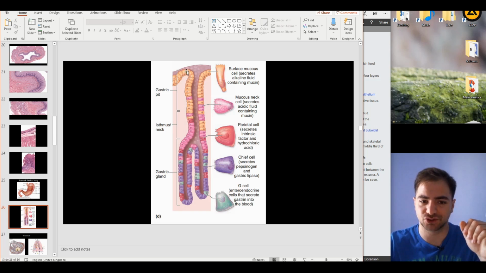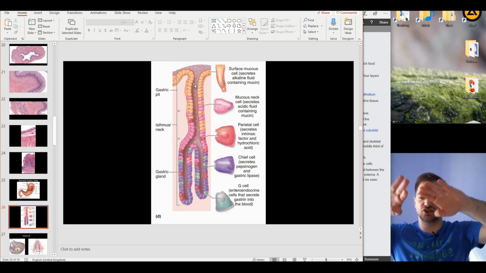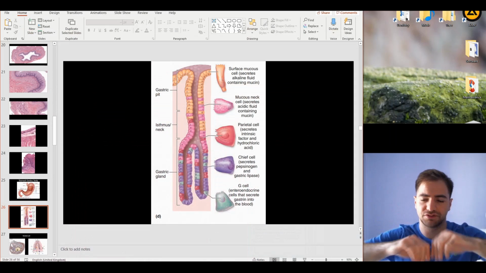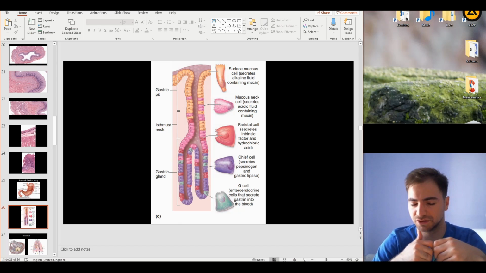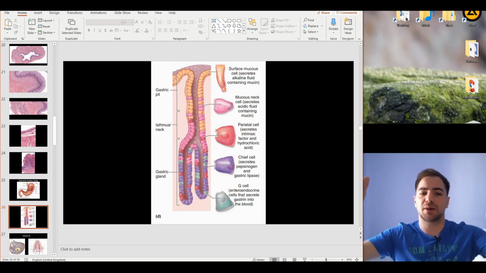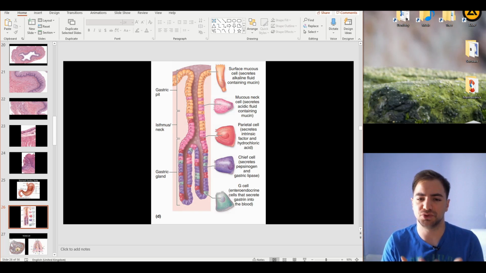So this is again the gastric pit. The gastric pit is the invagination of the whole layer of the columnar cells and cuboidal cells that we find. We're going to talk about these cells right now. In the upper part of the gastric pit, we're going to find the surface mucous cell. These are cells that produce alkaline fluid containing mucin. Mucin is just another term for glycoproteins rich in saccharidic content. So this is the surface mucous cell.